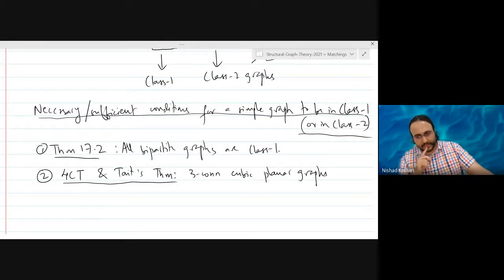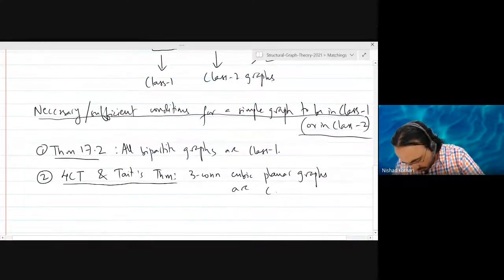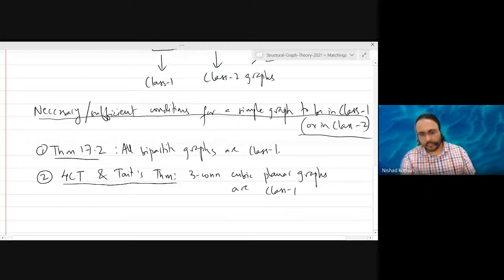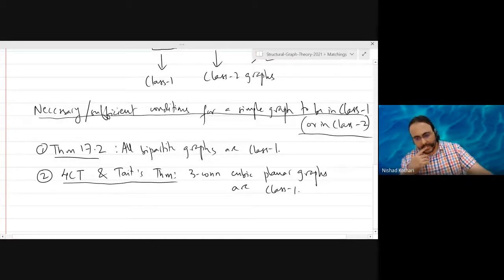Cubic planar graphs are three-edge colorable because of the four-color theorem, right? Because that is equivalent to proving this. And so these graphs are class 1.